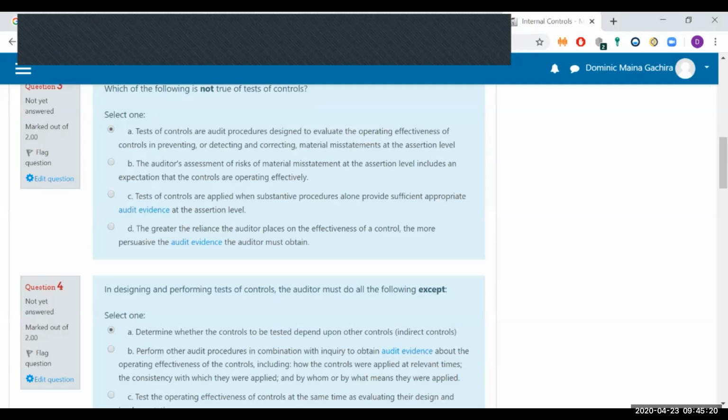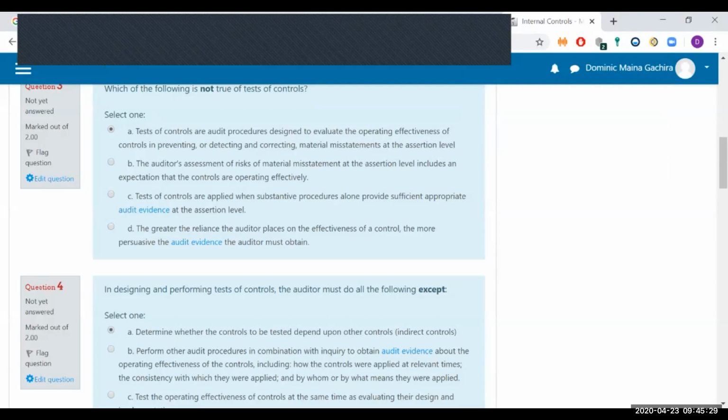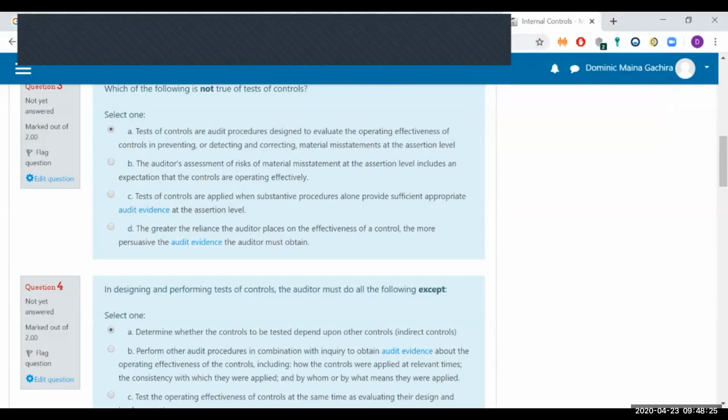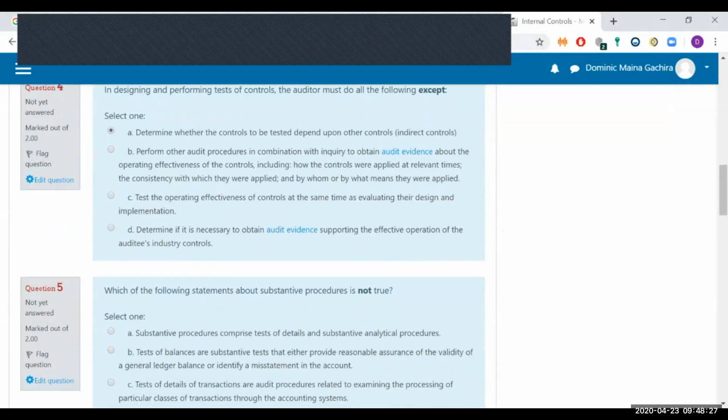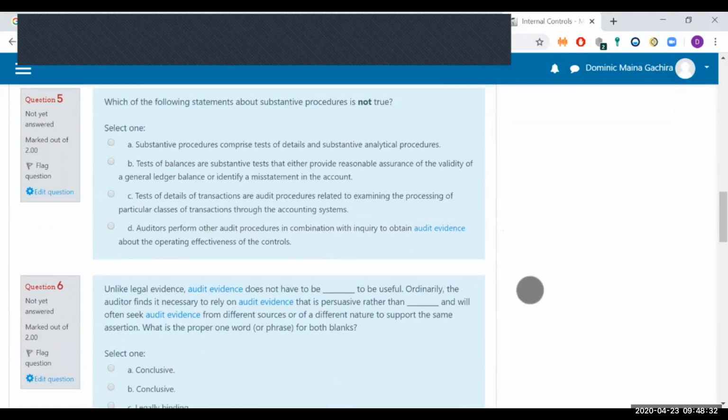Don't copy my answers here. These are just answers I'm putting so that you can get a final answer. It's not that they are the right answers. Okay, I suppose you've done that. Then question 5, 6.